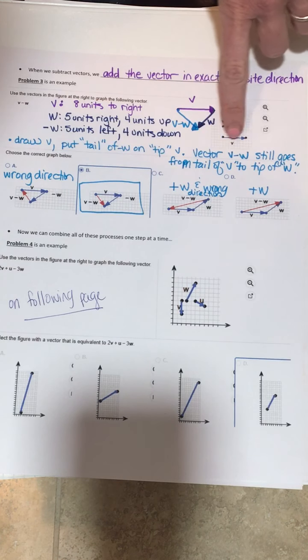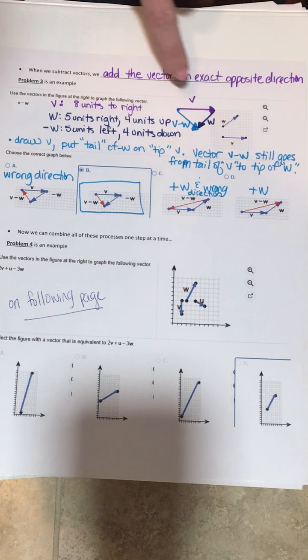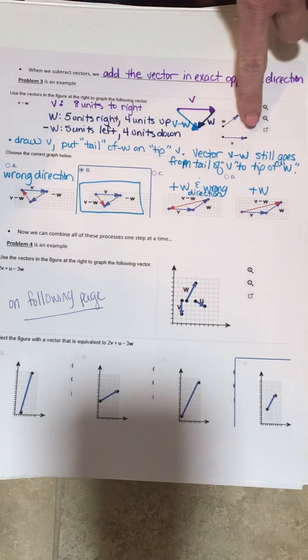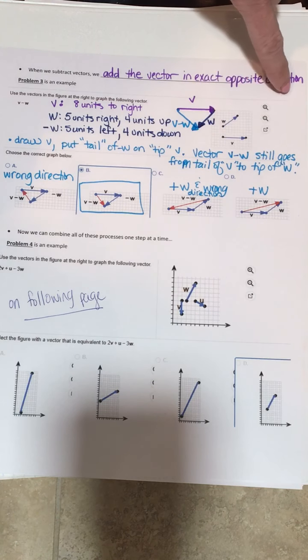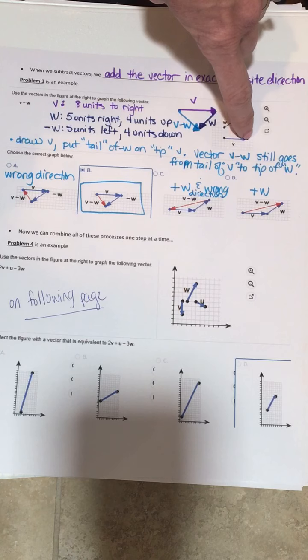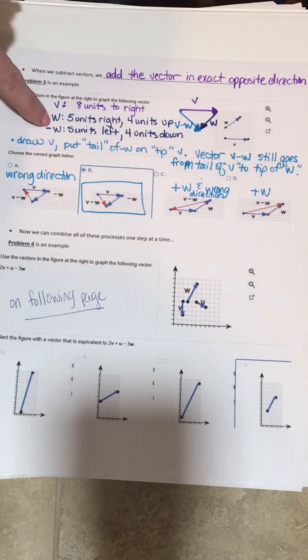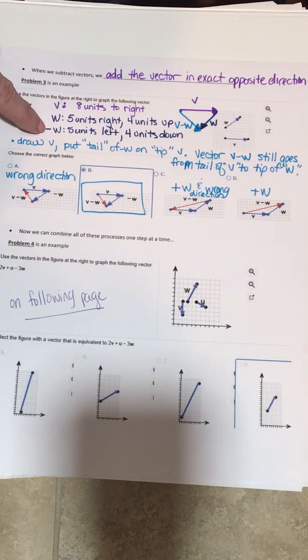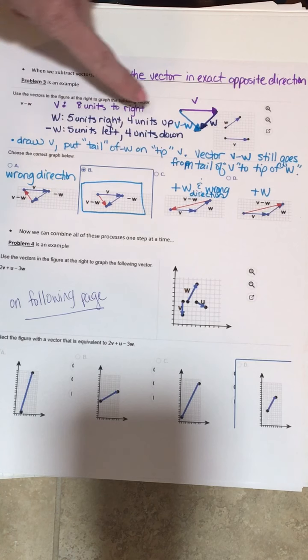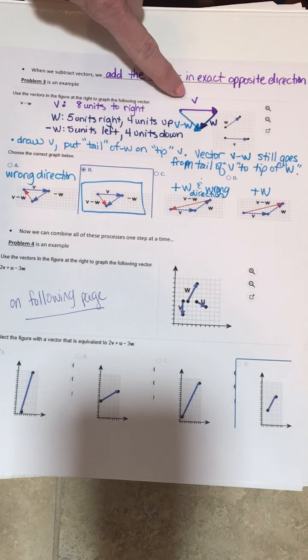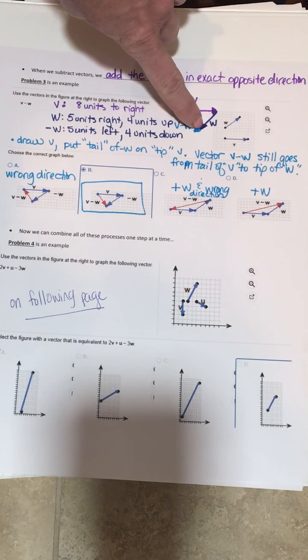So I start with v, which is going to the right 8, and then I put the tail of w on the tip of v, but instead of adding it in this direction, we subtract it, so it's going to go in this direction. See how I have this? w originally goes 5 units right and 4 units up. So negative w is going to go 5 units left and 4 units down, the exact opposite. And then our resultant vector, or our solution, the v minus w, just starts at the beginning of v and goes to the end of negative w.